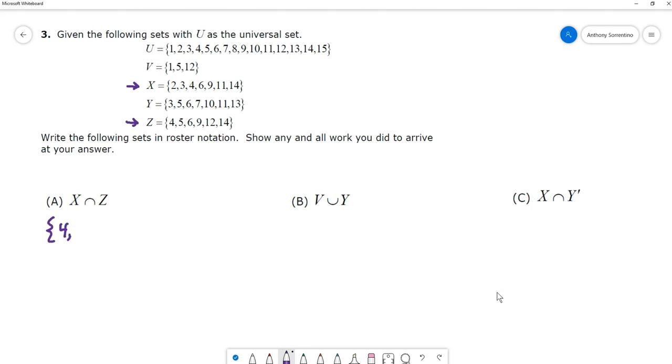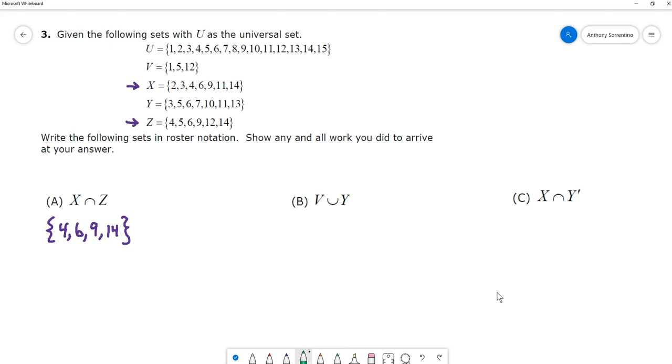Z has 5, but x doesn't. They both have 6. They're both missing 7 and 8, so they're not a member of either set, so it's not going to be in there. They both have 9. They don't have 10. X has 11. Z doesn't. Z has 12. X doesn't, so those aren't going to be included. They are both missing 13. They both have 14. And they're both missing 15. So the entire set of the intersection of x and z is 4, 6, 9, and 14.